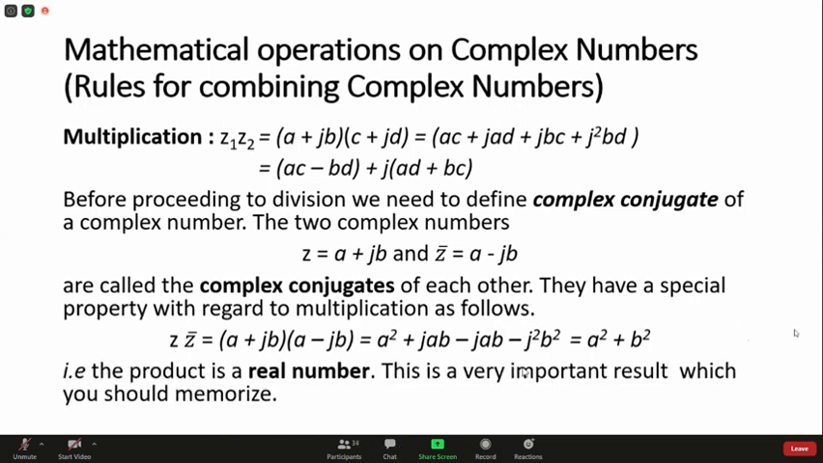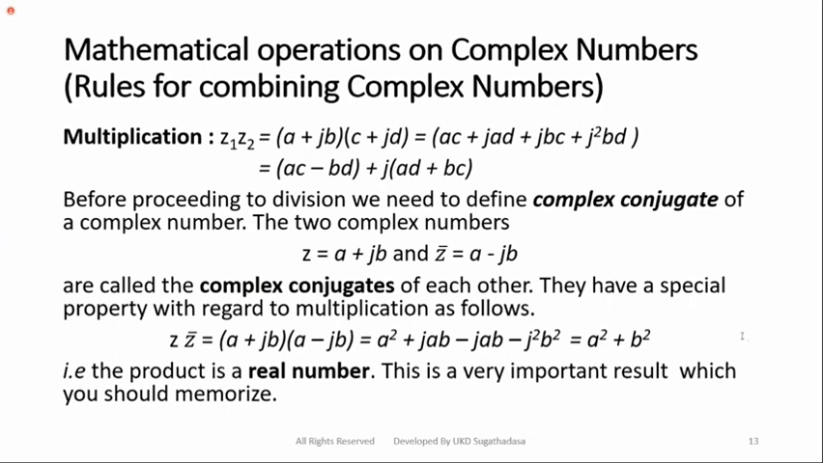The product is a real number. This is a very important result which you should memorize.